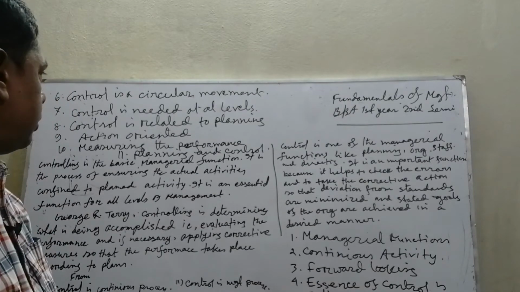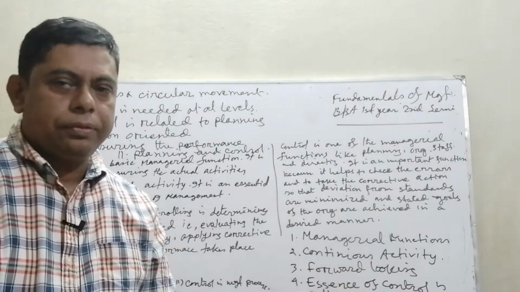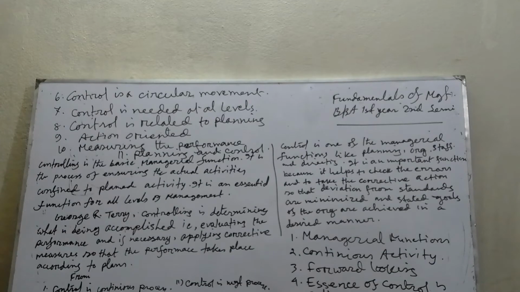And the next characteristic is control is a circular movement. Control starts with determining objectives. These objectives are the standards with which the comparison of work and evaluation of employees is made. On the basis of evaluation, the manager makes necessary adjustments, prepares new plans and decides new standards. So control is a circular movement at all levels of management.